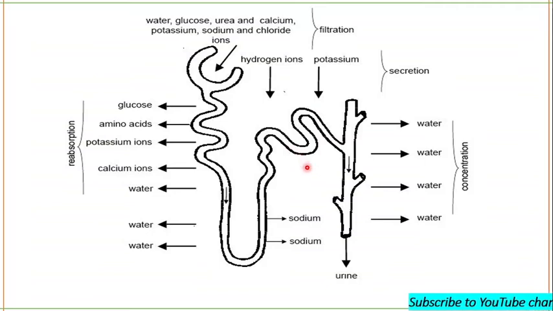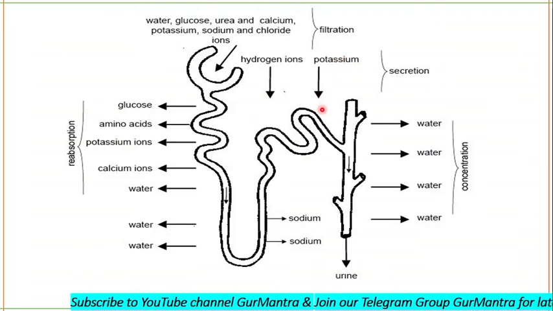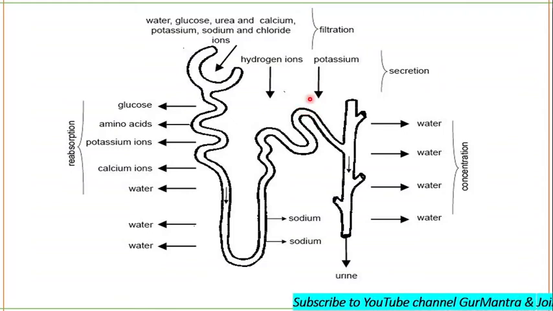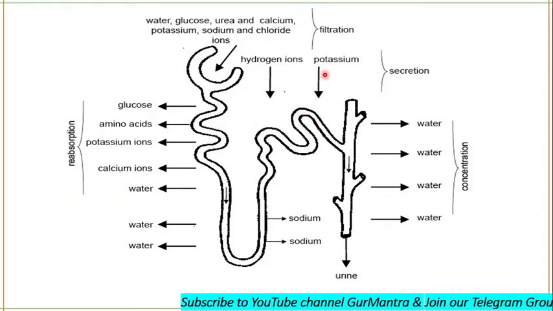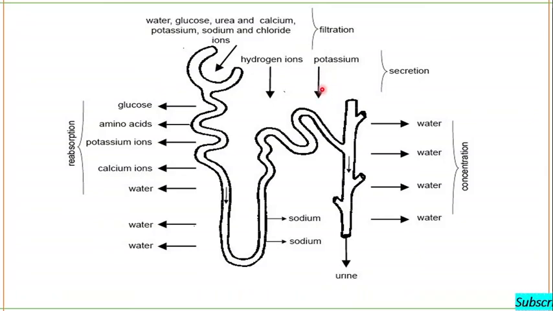Sodium will be reabsorbed from the lumen, and potassium will be secreted into the lumen. But the intercalated cell will reabsorb potassium. The intercalated cell is going to reabsorb potassium and bicarbonate ions from the lumen, and they secrete hydrogen ions into the lumen.